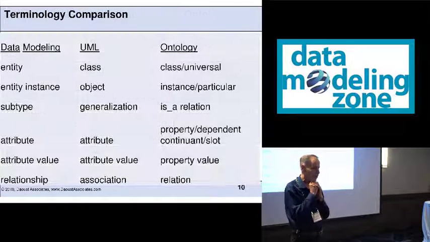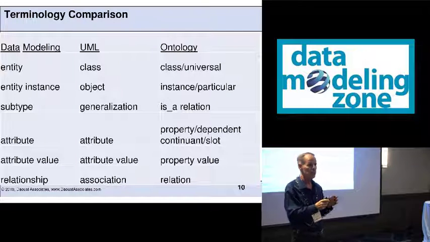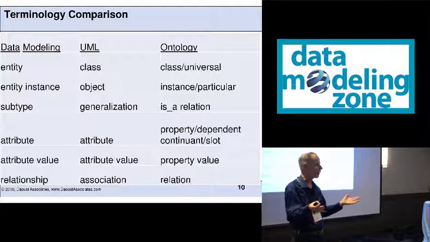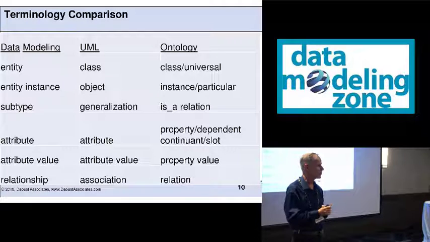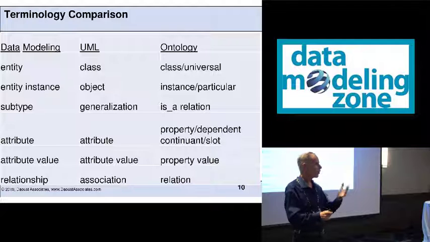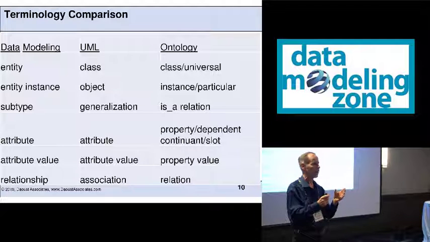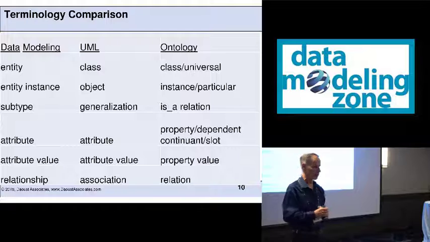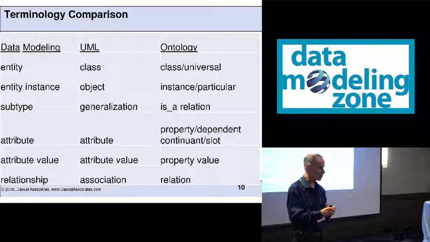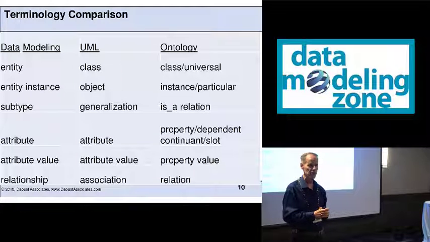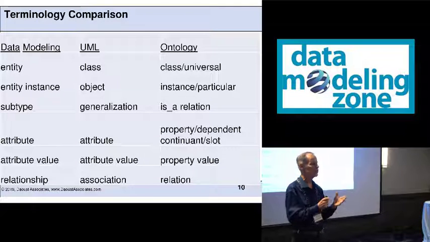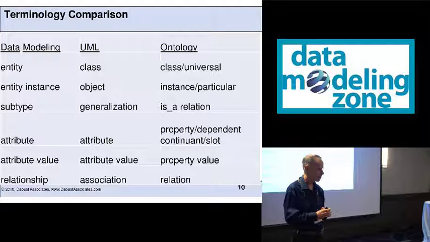Now, I'm also going to do a comparison between terms we use in data modeling, and I'm also going to include UML and ontology so that you see the difference. So we all know what an entity is. In UML, they call that a class. In ontologies, they call that a class or universal. You will hear both of those terms used. And we've got entity instances. In UML, those are objects. In ontologies, they're called instances or particulars.